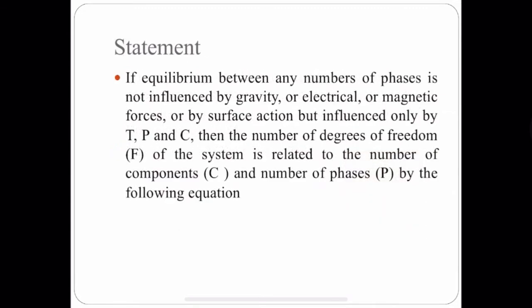So what is the statement? If the equilibrium between any number of phases is not influenced by gravity or electrical or magnetic force or by surface action, but influenced only by temperature, pressure, and composition, then the number of degrees of freedom F of the system is related to the number of components and the number of phases by the following equation. So what is the meaning of this statement?